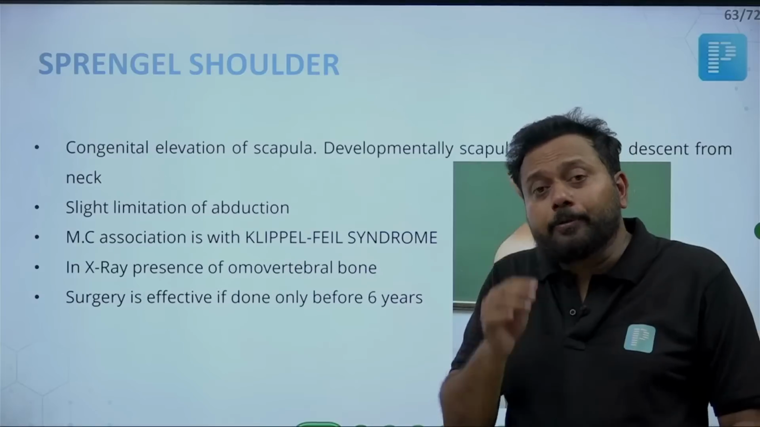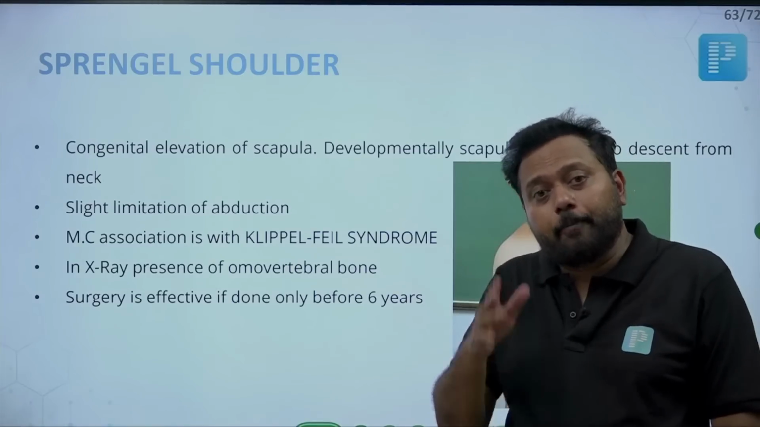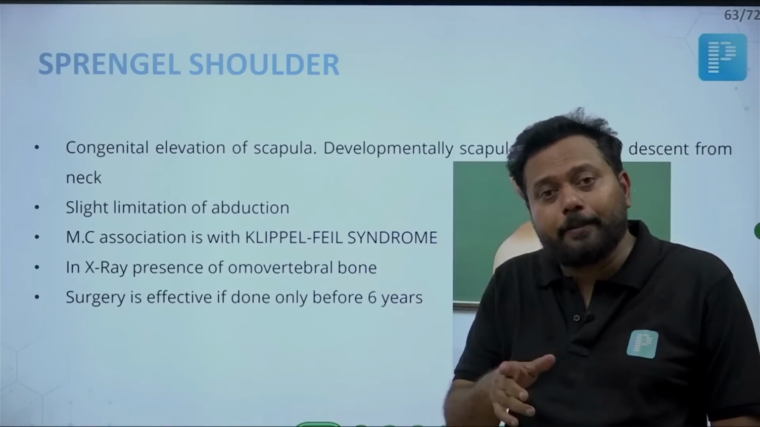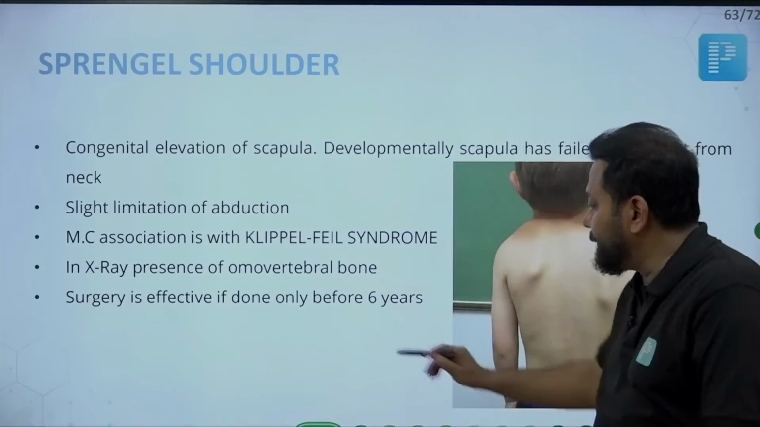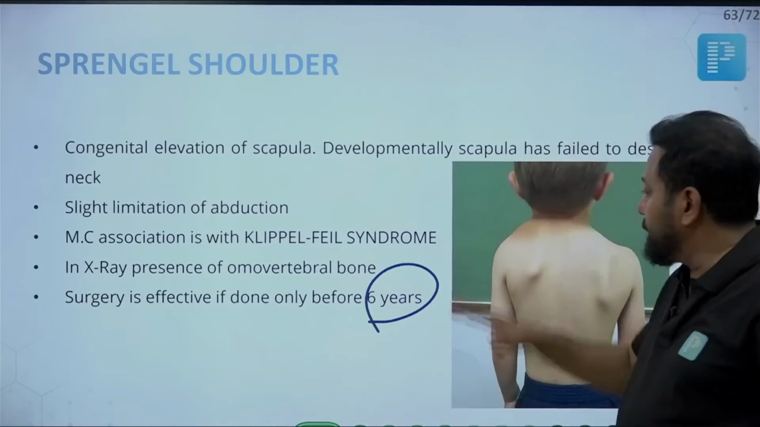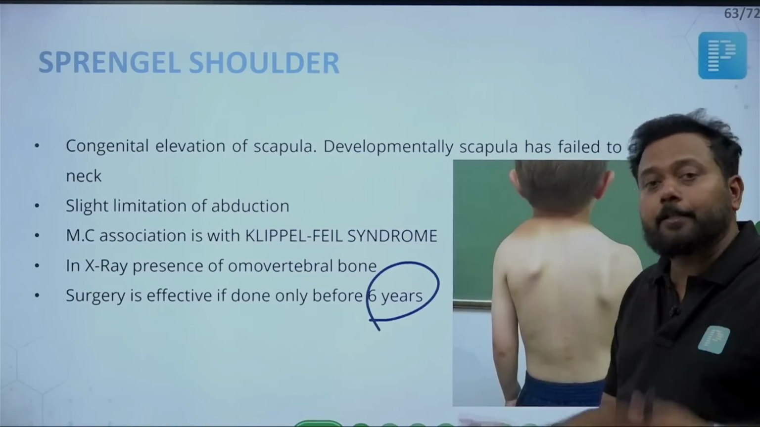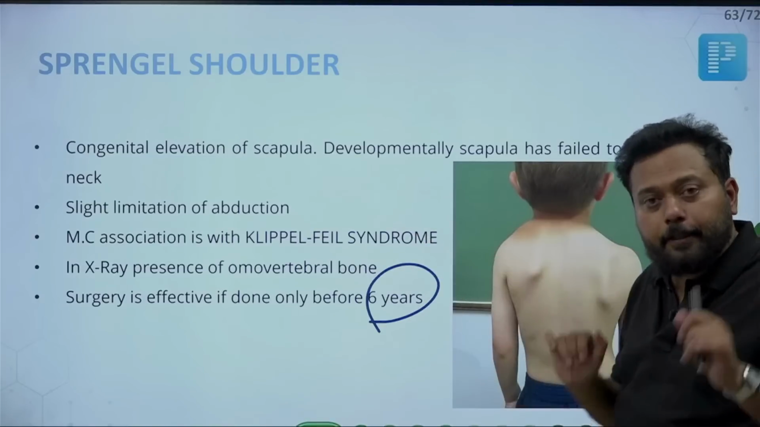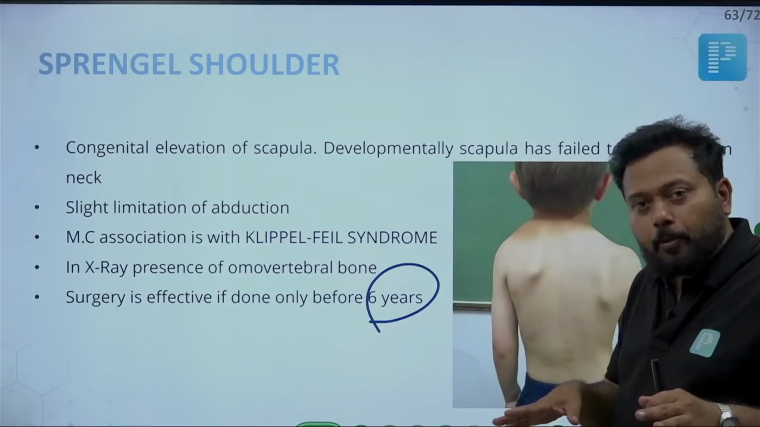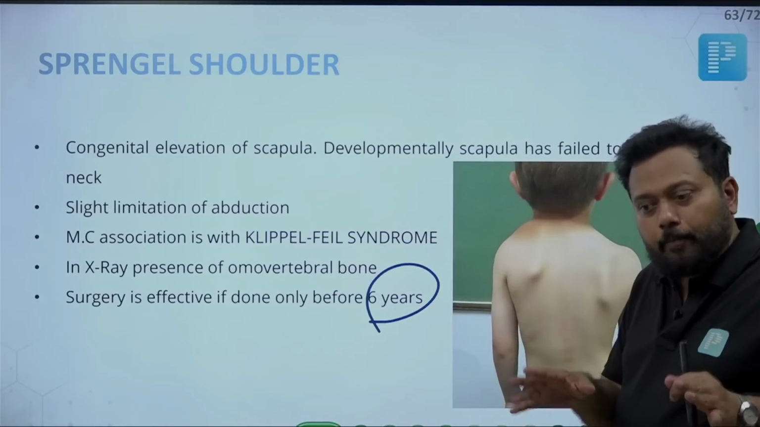The book says that, and practically it says that, and the professor taught me that whenever you want to do a surgery, you should do it before 6 years. After 6 years, the scapula won't come back. You can't expect improvement. I think this is enough for you. You should know what is Sprengel shoulder, what is Klippel-Feil syndrome, and how is the association.